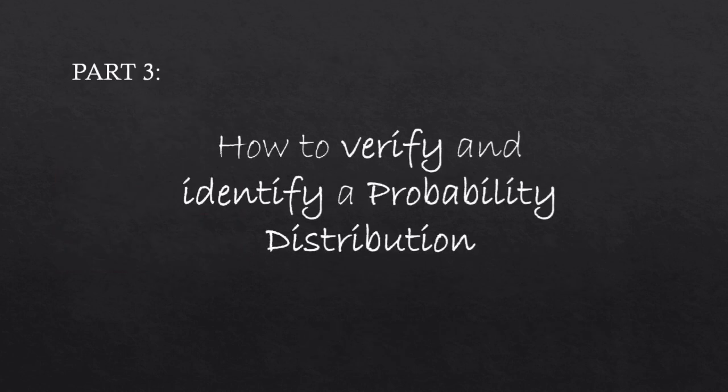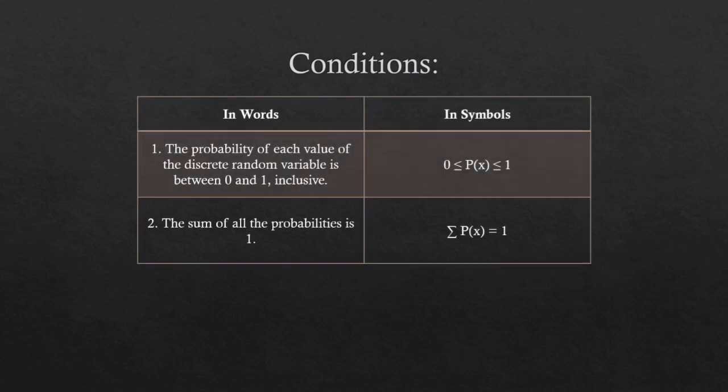The third part is how to verify and identify a probability distribution. As I tackled earlier, these are the two conditions to identify and verify that a probability distribution is a discrete probability distribution. Number 1, the probability of each value of the discrete random variable is between 0 and 1 inclusive. Number 2, the sum of all the probabilities is 1.